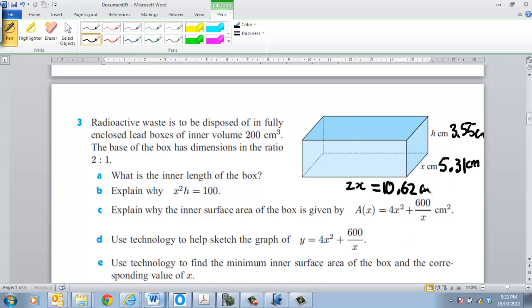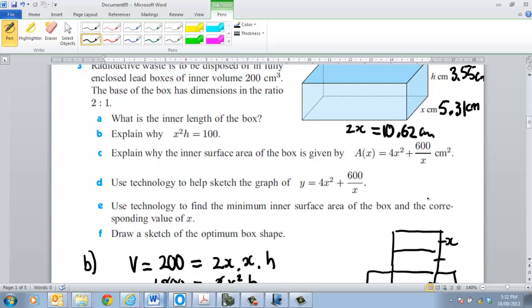So that's that third question, a fairly traditional sort of question, and you might get something like that in your test, so make sure you know how to do that.